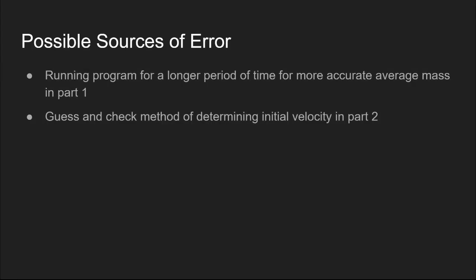Some possible sources of error could have been running the program for too short of a period of time in part 1, resulting in a less accurate average mass. And in part 2, I used guess and check to find my initial velocity, so it's not the most accurate velocity.